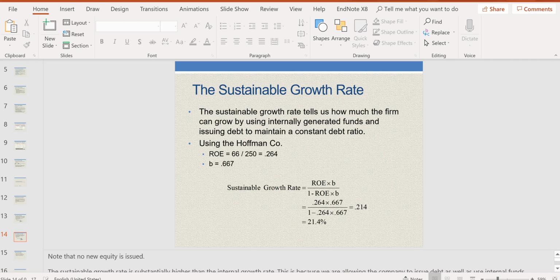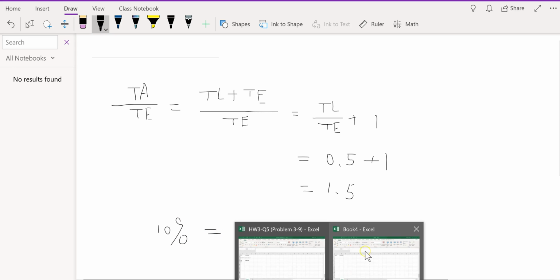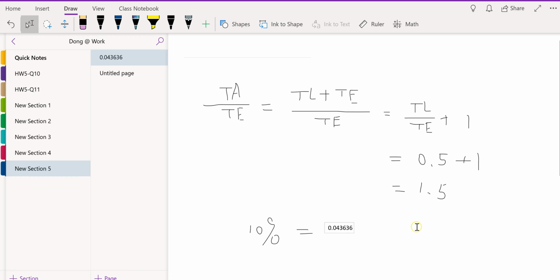Basically, the equation is the growth rate, 10%, equals ROE. ROE, you can just copy that number. Anyway, it's kind of messy, but you see, you got the point. Times this unknown b, over 1 minus this 0.0433, times b. Again, sorry for my handwriting because it's not easy with a mouse.